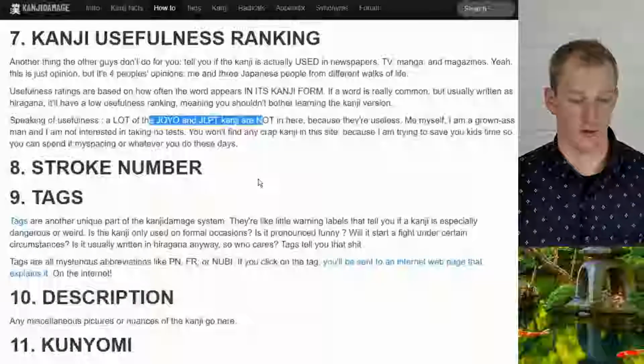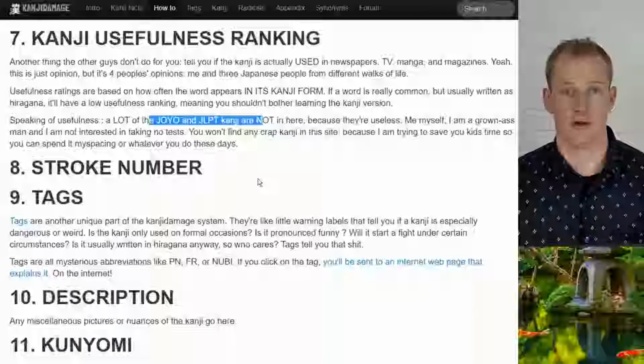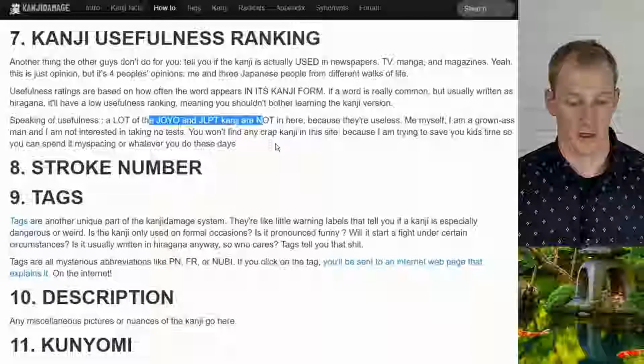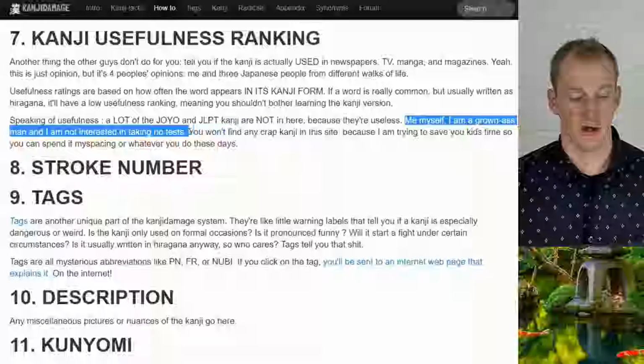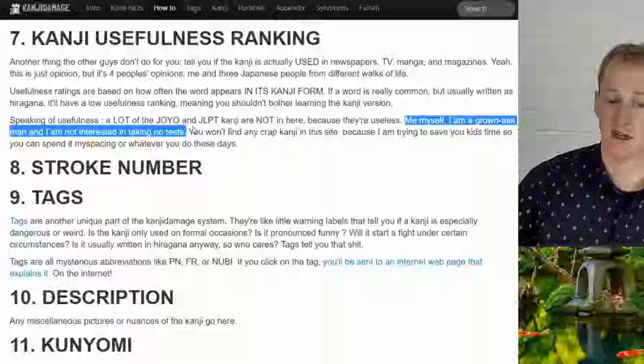And trust me, there's about 1700 kanji on here. If you know 1700 kanji, you know a lot of kanji. You can read a lot of things. So he's kind of saying that he's not interested in taking JLPT.